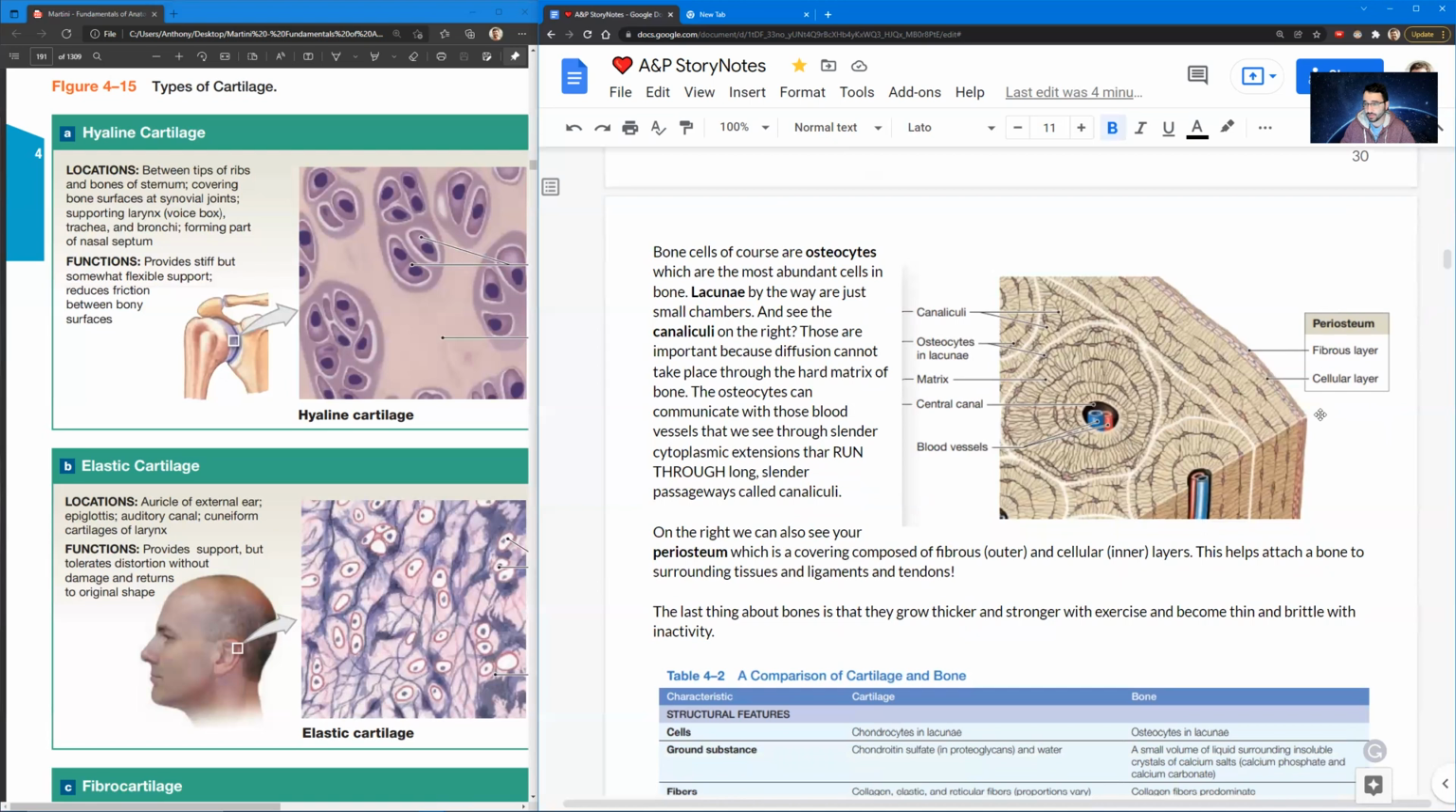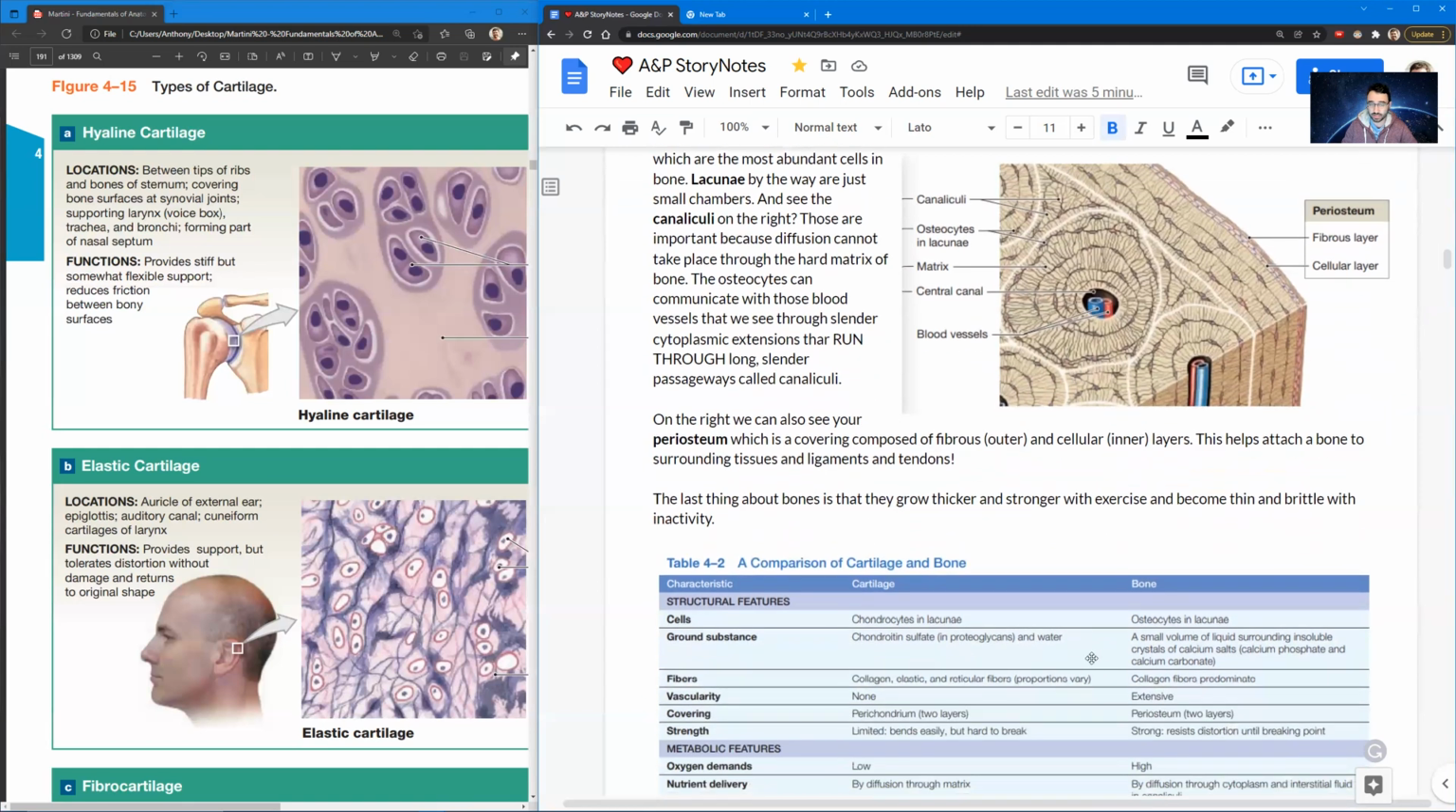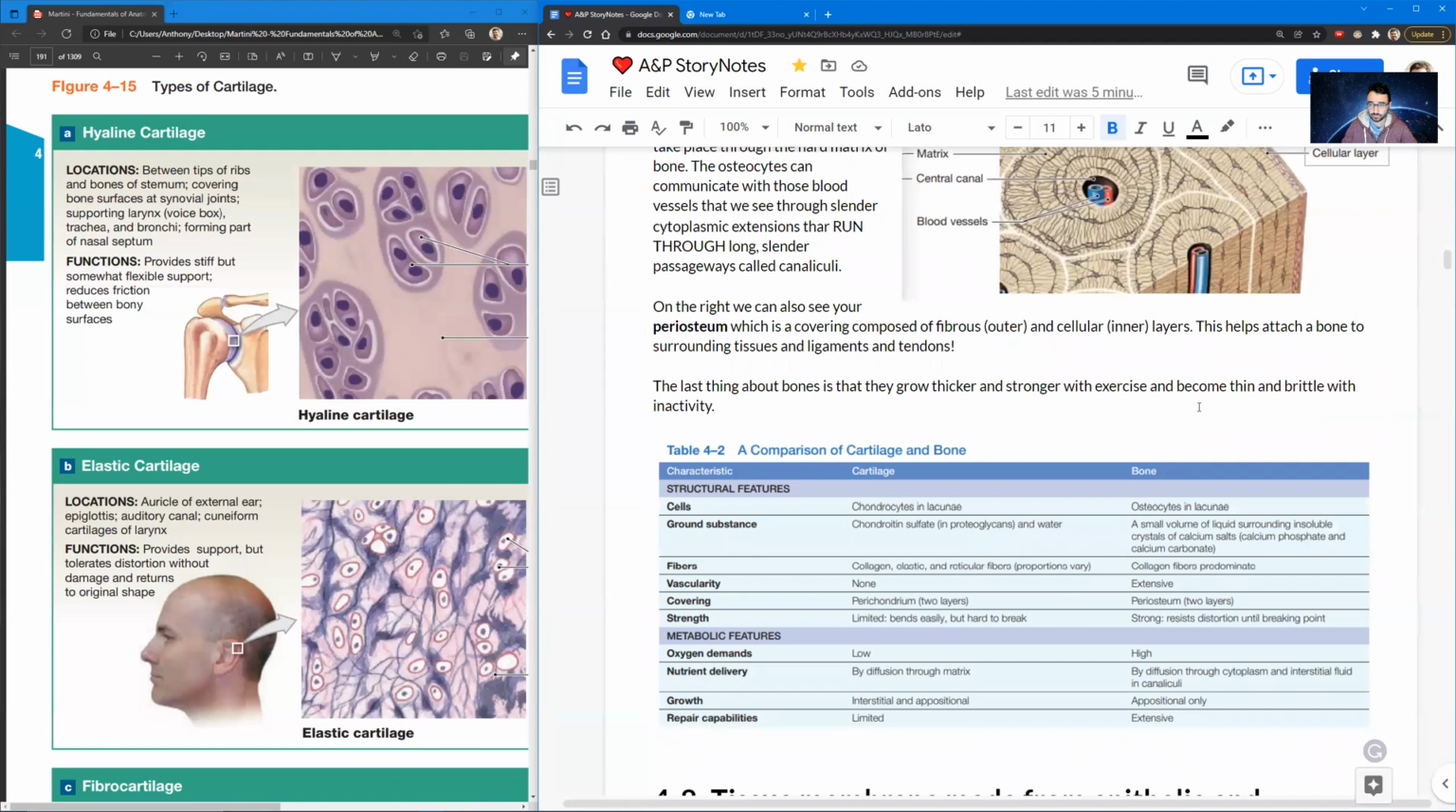We also have the periosteum with a fibrous and a cellular layer that covers bone. It helps attach bone to surrounding tissues, ligaments, and tendons. Almost like a rubberized sort of coating that those tendons and ligaments can connect to. And bones can actually grow like a muscle, thicker and stronger with exercise, and they can become thin and brittle with inactivity. So keep that in mind.